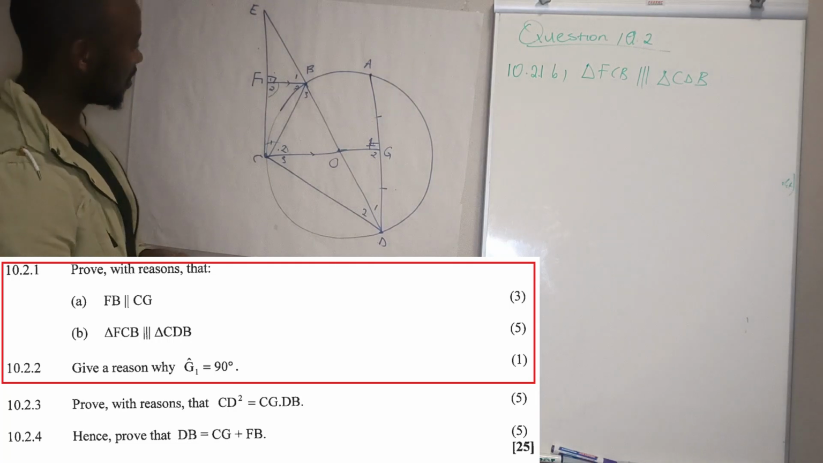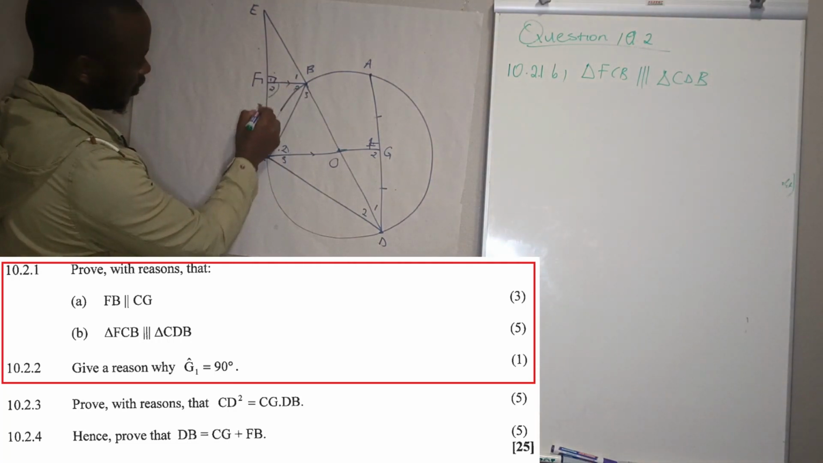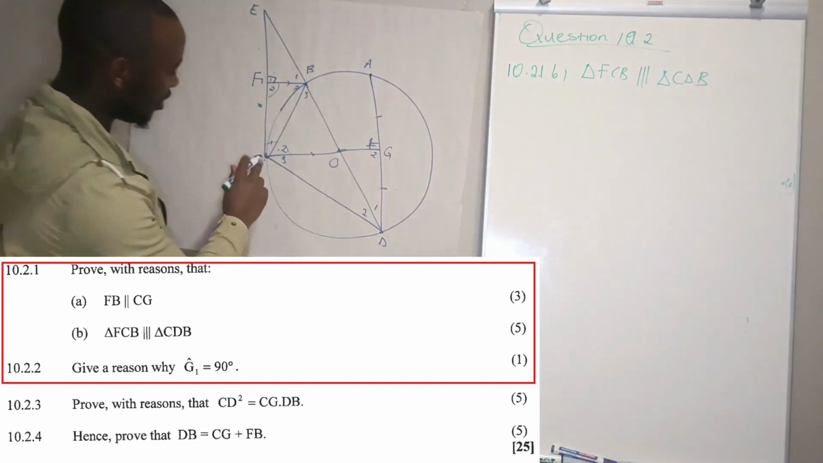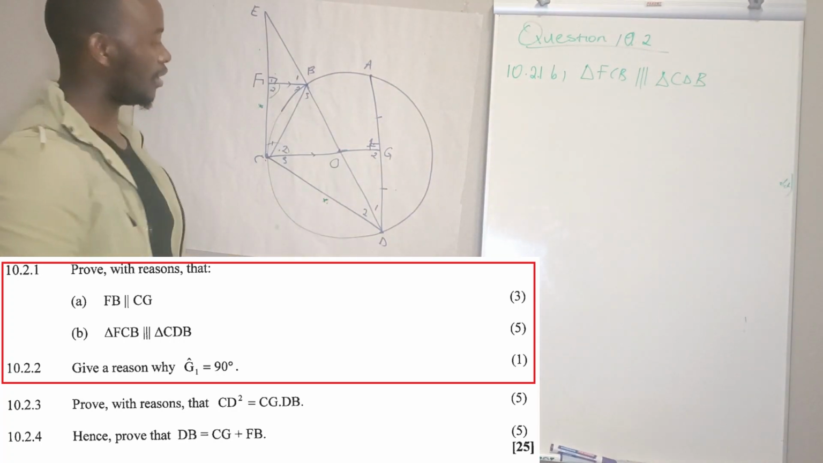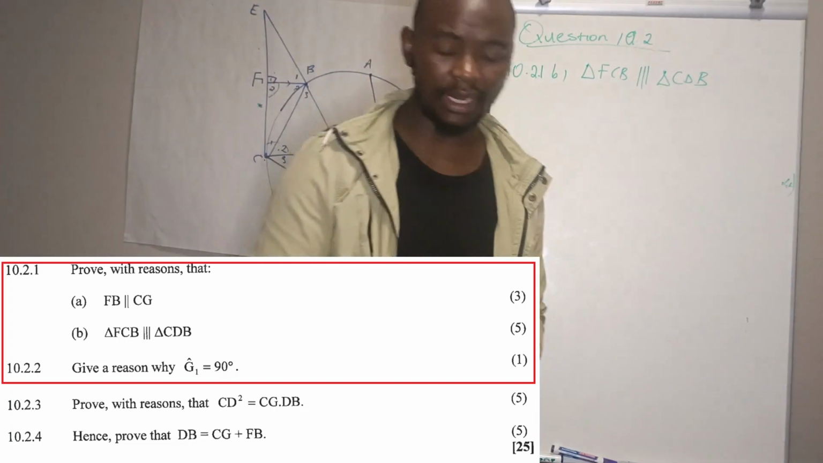The first one is FCB. So this is the triangle we're looking at. And CDB. This is the triangle we're looking at. And we're asked to prove that those triangles are similar.